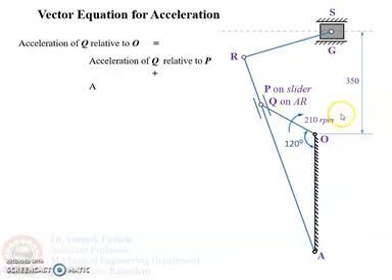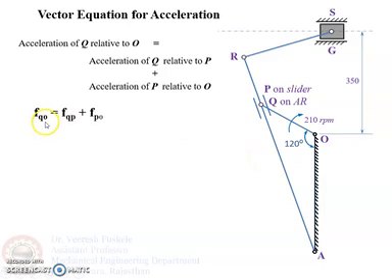So according to the configuration given, we can see that acceleration of Q relative to O will be equal to the acceleration of Q relative to P plus acceleration of P relative to O. This can be written as acceleration of Q relative to O is equal to FQP, that is acceleration of Q relative to P, plus FPO, that is acceleration of P relative to O.